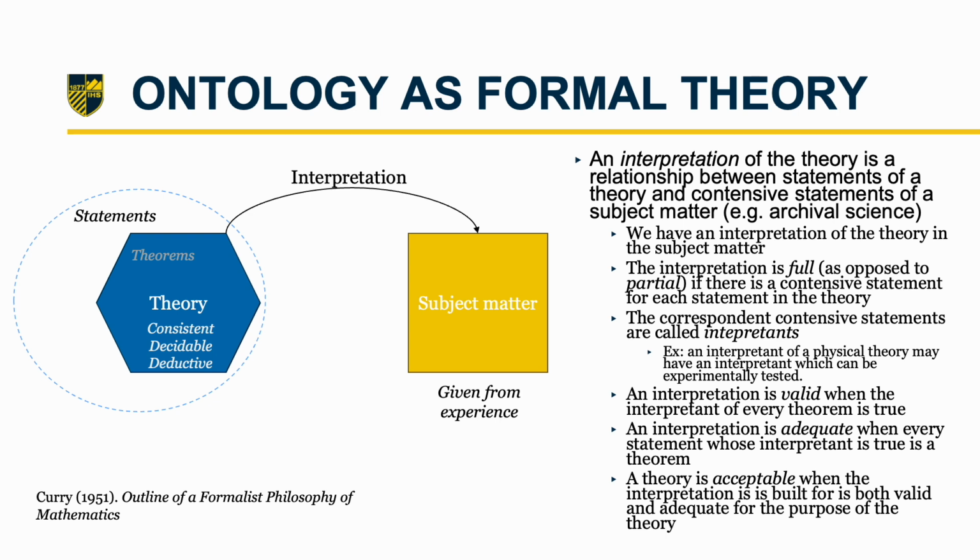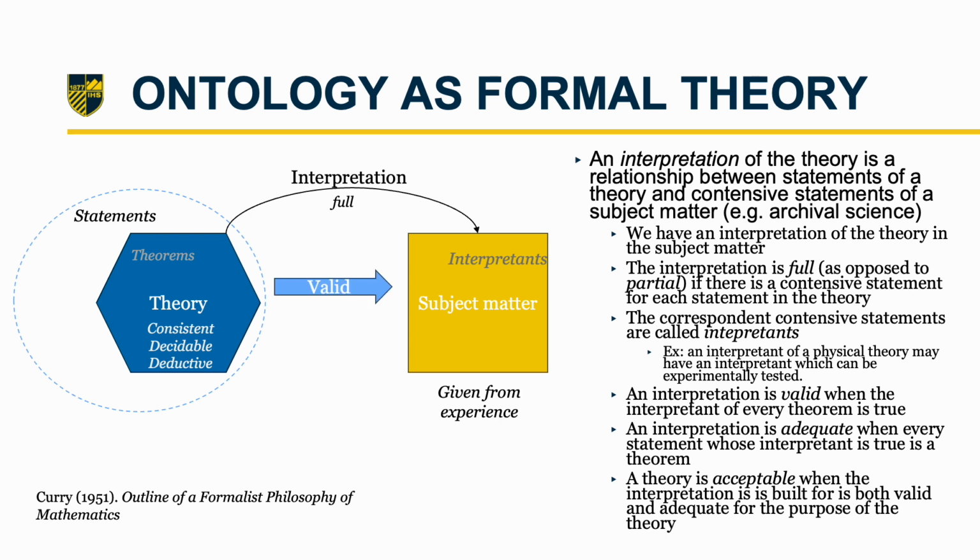An interpretation is valid when the interpretant of every theorem is true. And in everything I have here on the left, the theory being a subset of statements that are all true, right? It's a set of theorems. It's built in such a way that all the corresponding interpretations in the subject matter, the interpretants, are all true, okay?